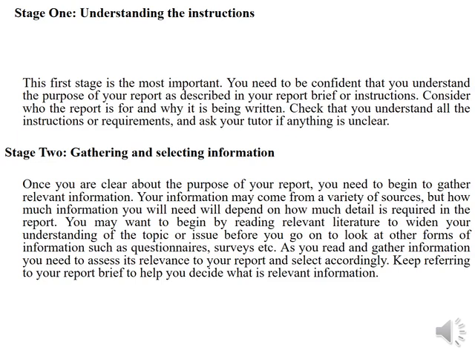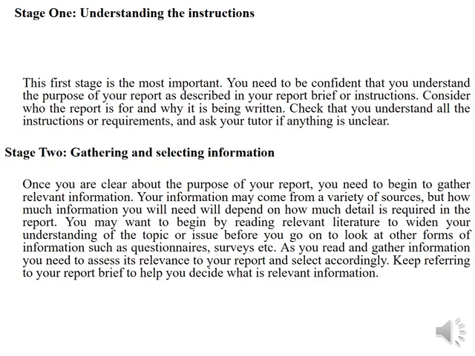Stage number 2, gathering and selecting information. Once you are clear about the purpose of your report, you need to begin to gather relevant information. That is the next stage. Your information may come from a variety of sources, but how much information you will need will depend on how much detail is required in the report.